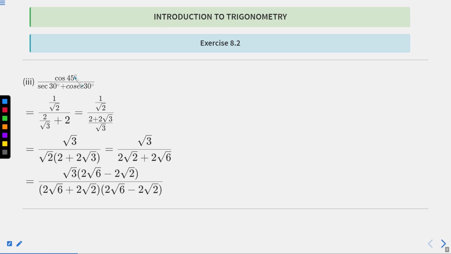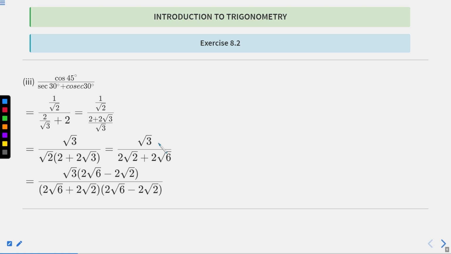So if we substitute these values, then we get this is equal to 1 by root 2 divided by 2 by root 3 plus 2, and this is equal to 1 by root 2 divided by (2 plus 2 times root 3) divided by root 3. And if we further simplify it, then you will get this is equal to root 3 by root 2 into (2 plus 2 root 3). Okay, and this is equal to root 3 by (2 times root 2 plus 2 times root 6).